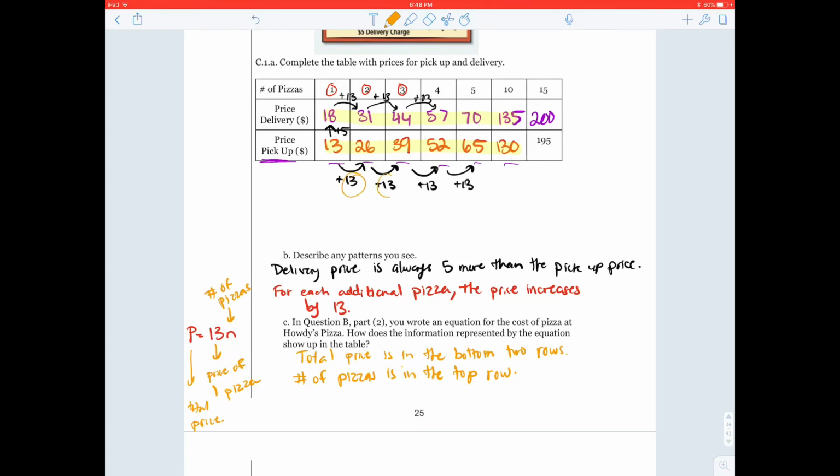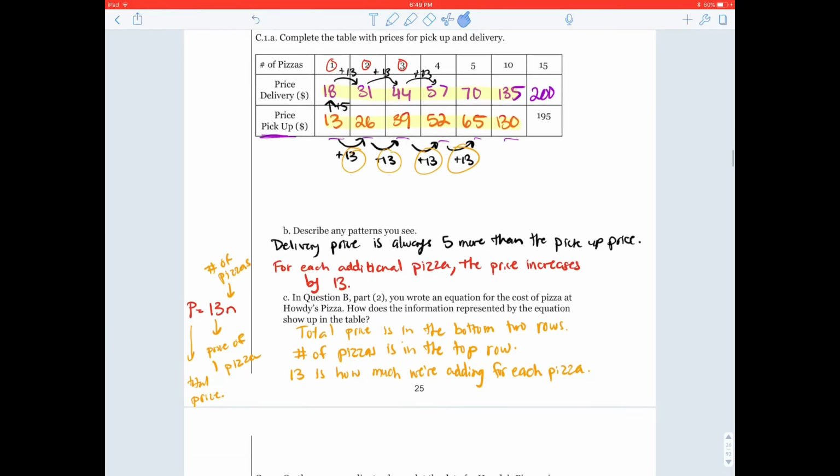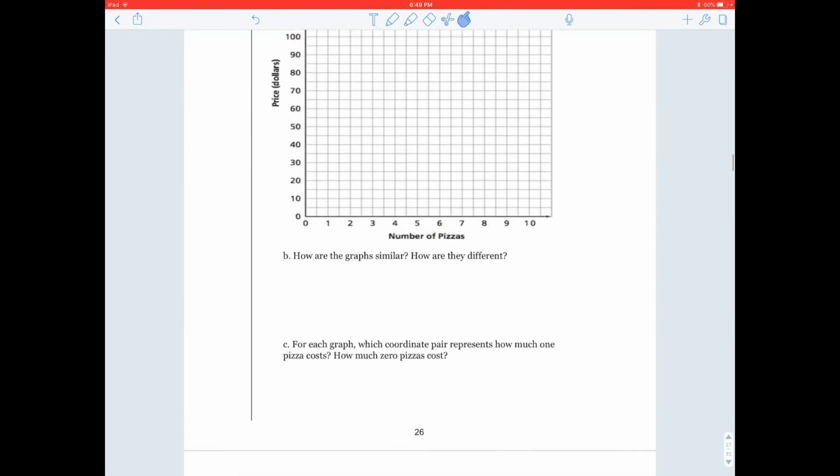Lastly, where does 13 come into play? Well, we said 13 shows up there. So 13 is how much we're adding for each additional pizza. For each pizza is what I'll say. For each pizza. Okay.